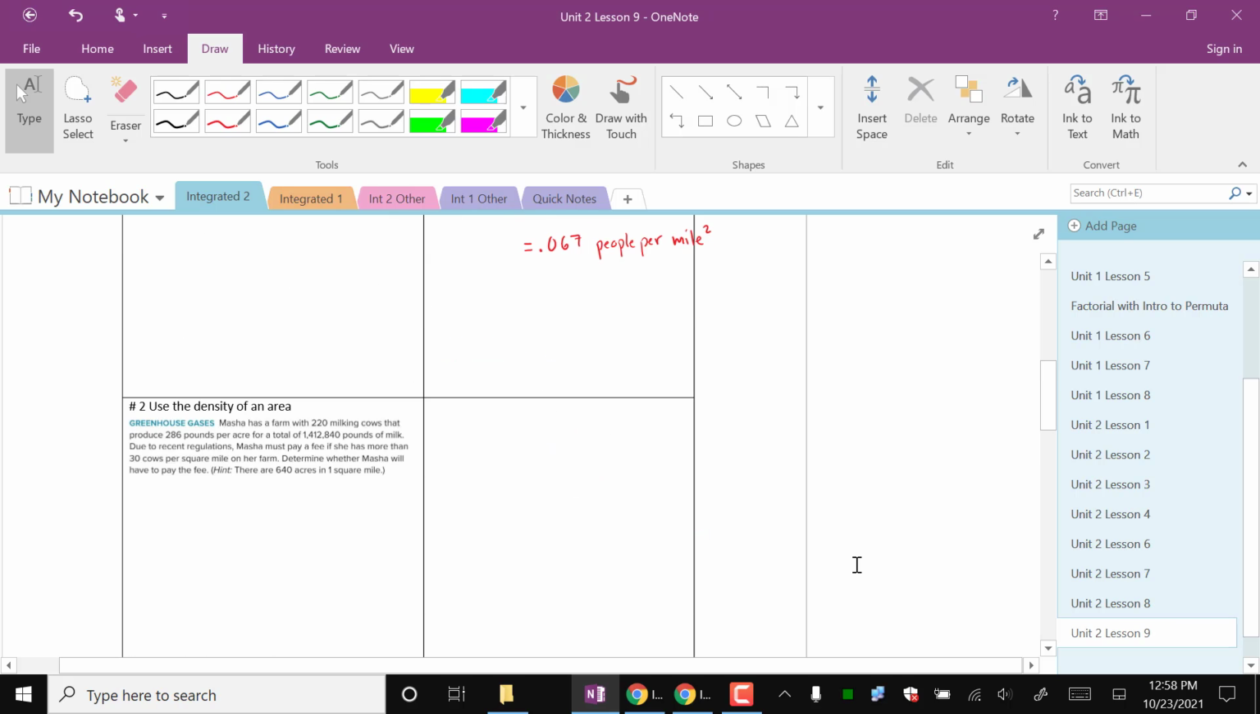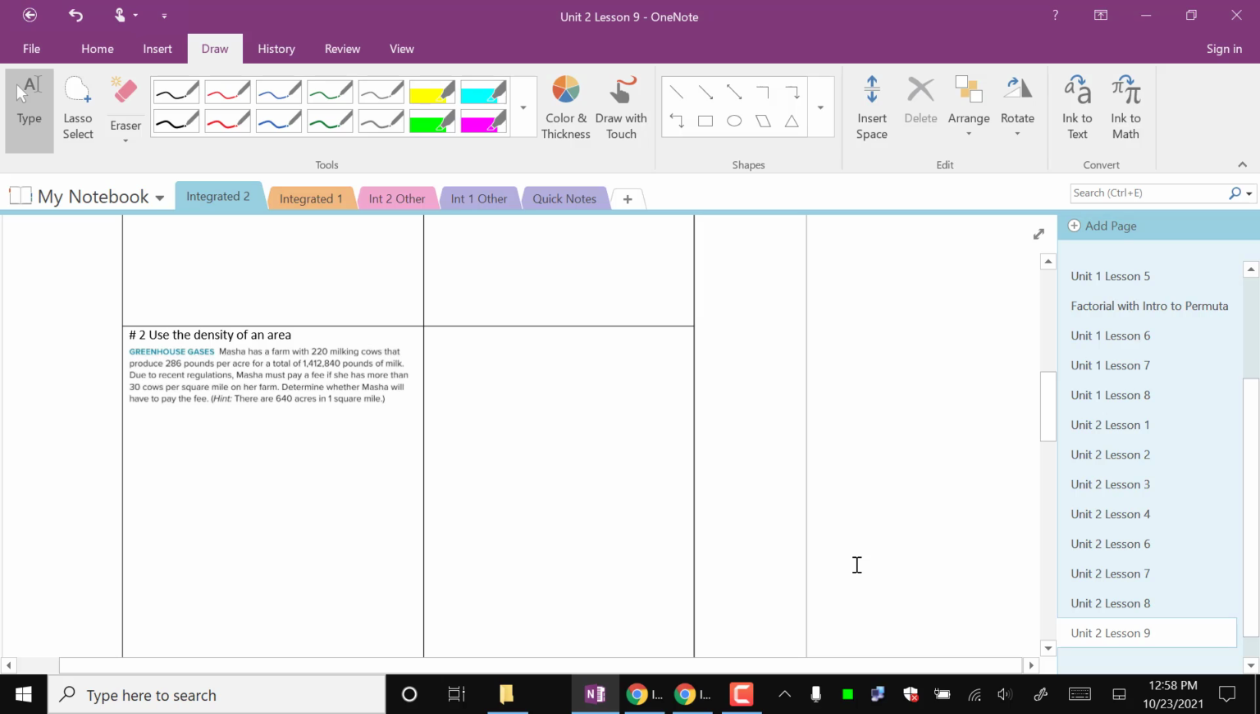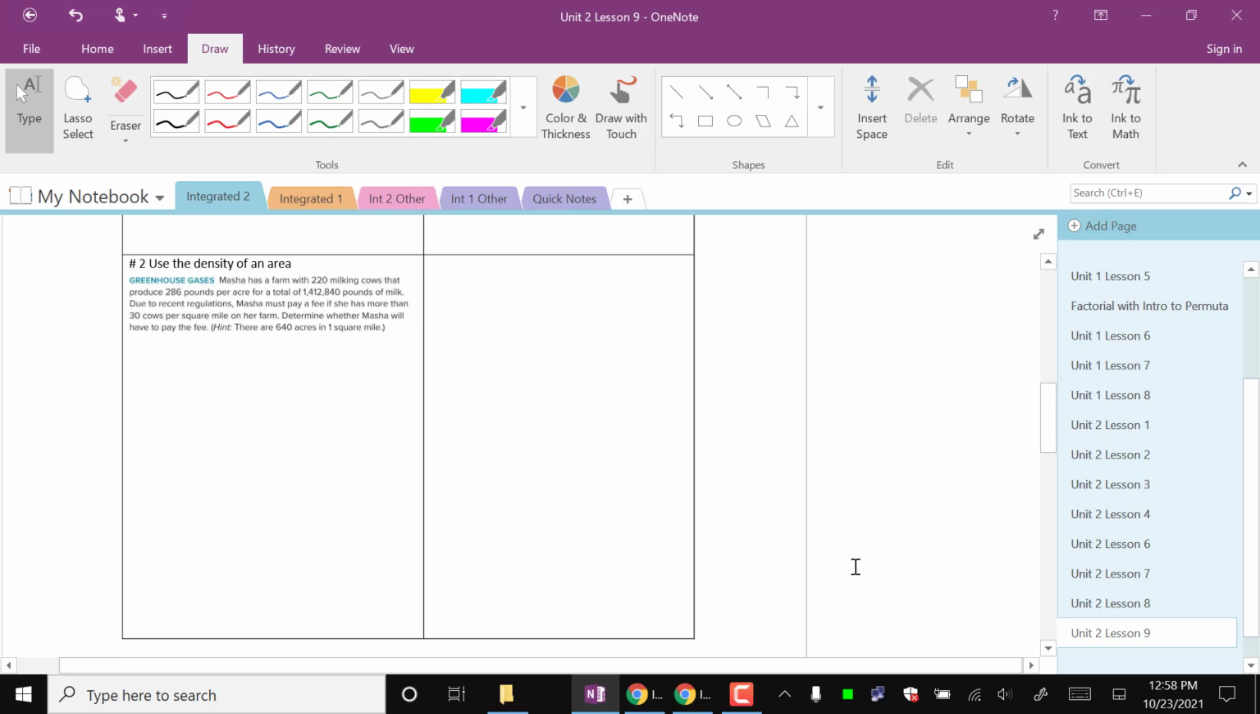Let's take a look at number 2. Use the density of an area. So we're going to start off with finding the area of the farm. So we have that the weight is 1,412,840.